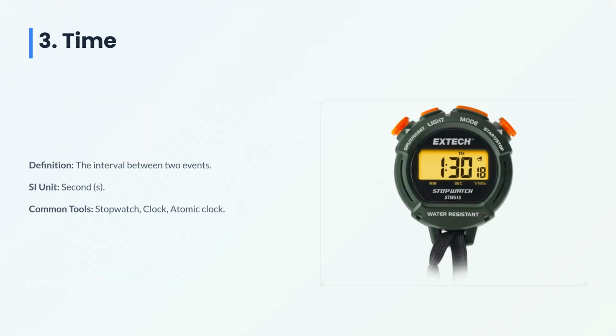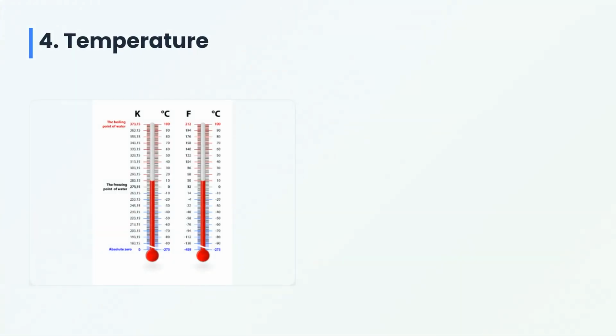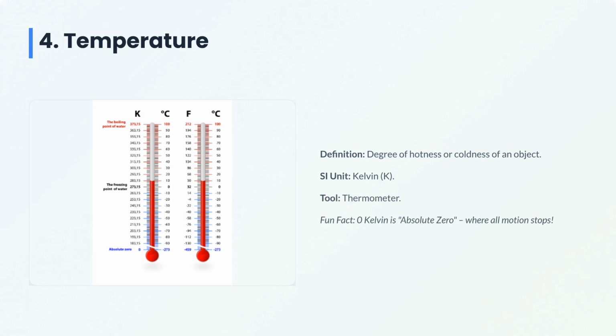Third is time, the interval between two events. The SI unit is the second. We use tools like stopwatches, clocks, and atomic clocks to measure it. Fourth is temperature, representing the degree of hotness or coldness. The SI unit is the Kelvin. Thermometers are used for measurement.